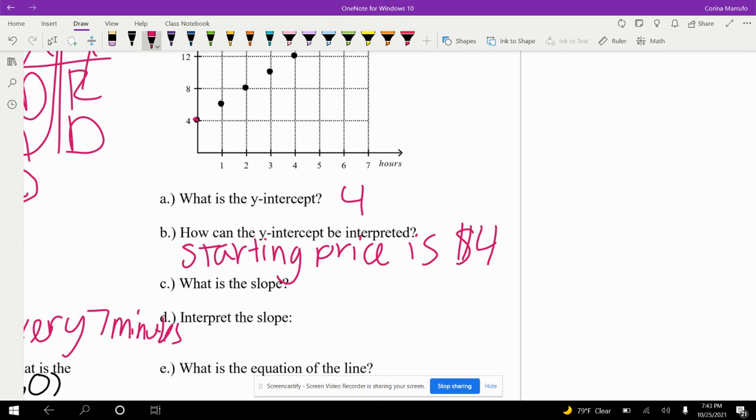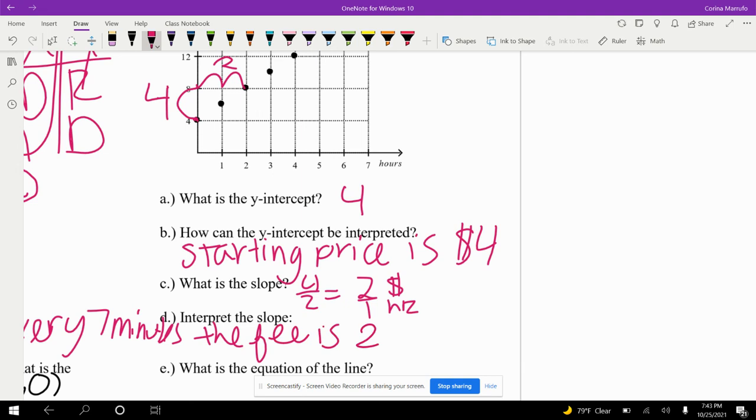It says, what is the slope? So let's see, from here to here, it is 4 units, from 4 to 8. And then from here, 1, 2. So it's going to be 4 over 2, which reduces to just 2. Okay? Interpret the slope. So to interpret the slope, it's 2 over 1. Remember, the y value is cost in dollars, and the bottom part is hours. So the fee is $2 per hour.